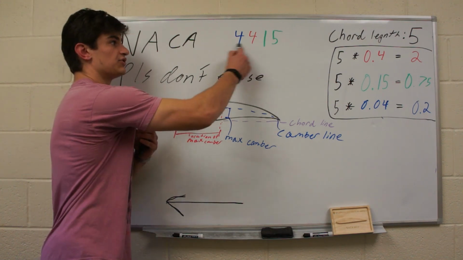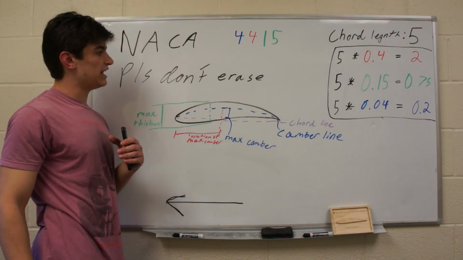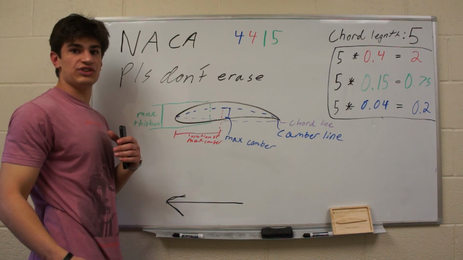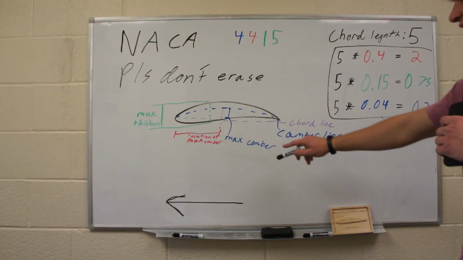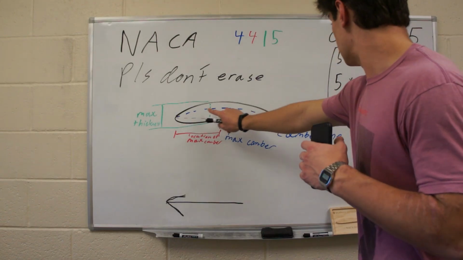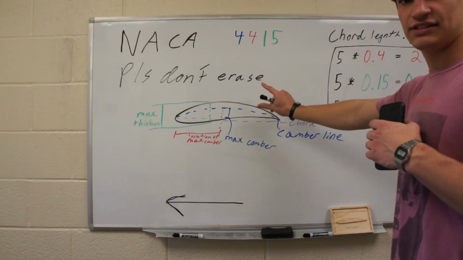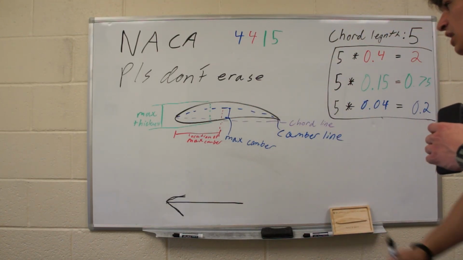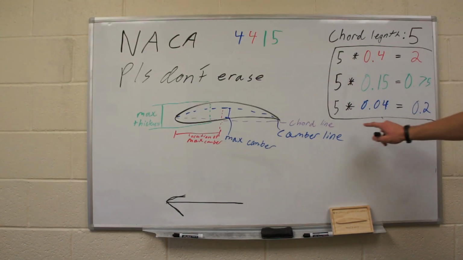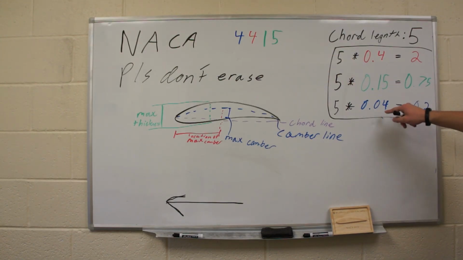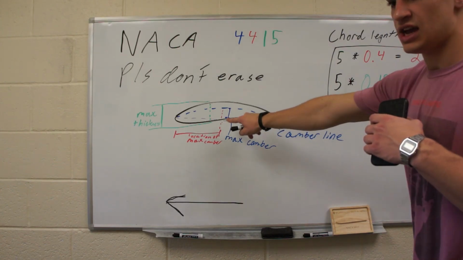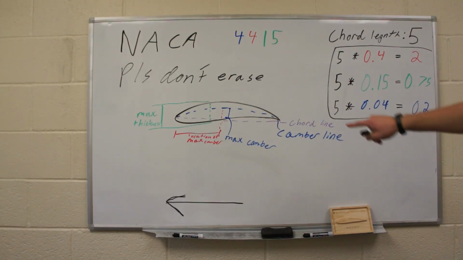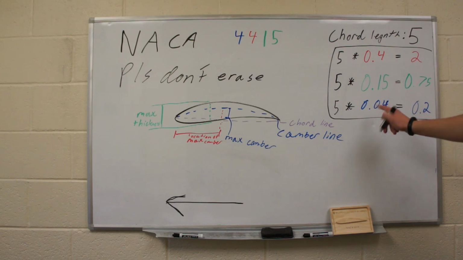NACA numbers are how we define airfoils. Using these 4 numbers, we can decode exactly what the airfoil looks like using some clever equations. First number, 4, is the maximum camber. This is where the camber line is at its greatest distance from the chord line. This says 4, and it is in hundredths of the chord length, which is very important. It's the distance from the leading edge to the trailing edge of the airfoil. So from this, we can calculate maximum camber to be 0.2.